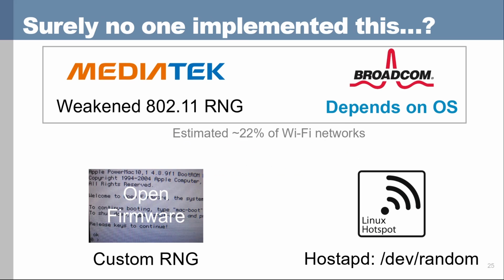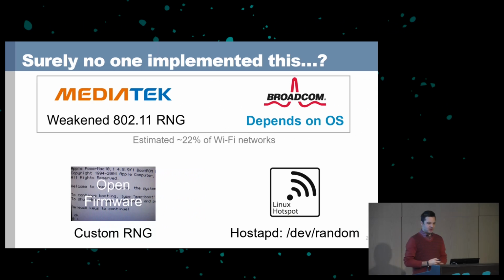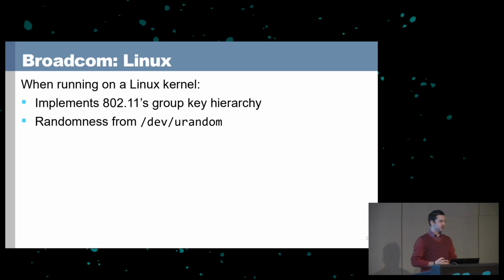So now let's come back to the other vendor, the Broadcom vendor. So as I mentioned, this depends on the operating system that they are using. In particular, if they are using Linux, then they implement the group key hierarchy as specified in the standard, but they simply read randomness from /dev/urandom. So that is much better than the random number generator proposed in the standard.